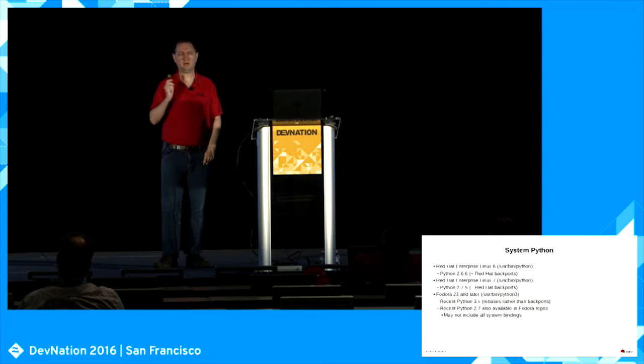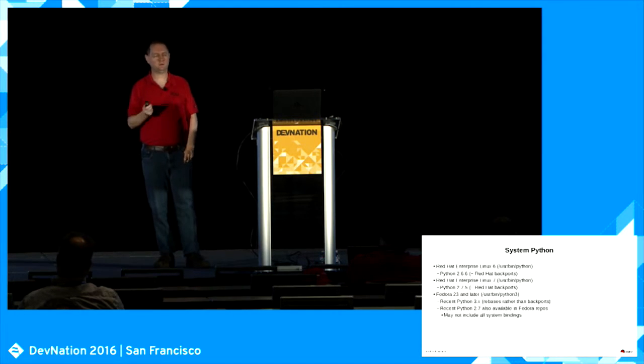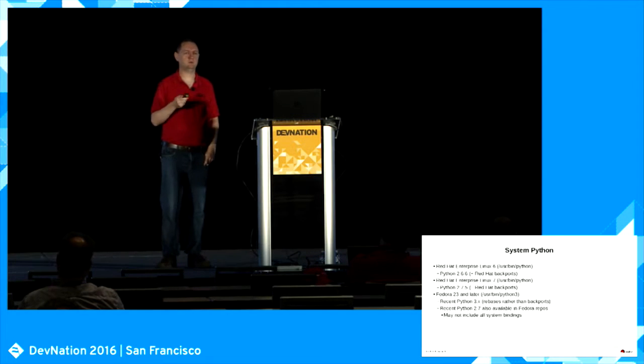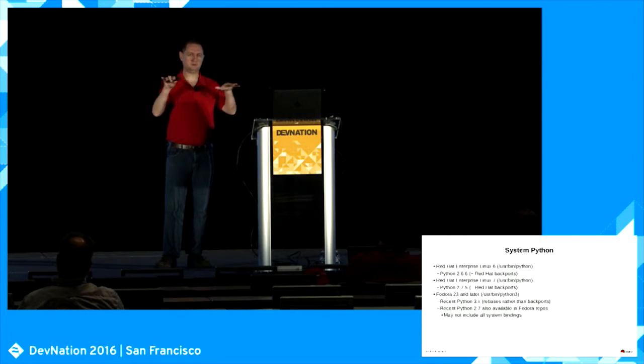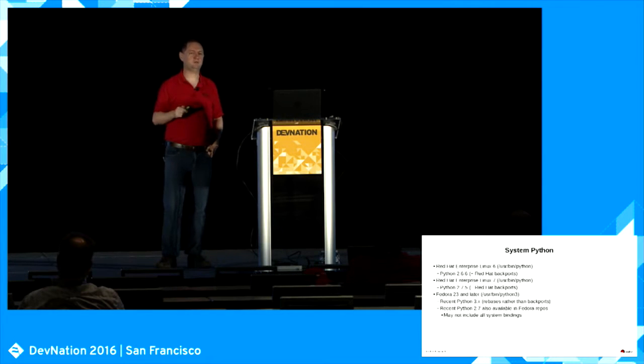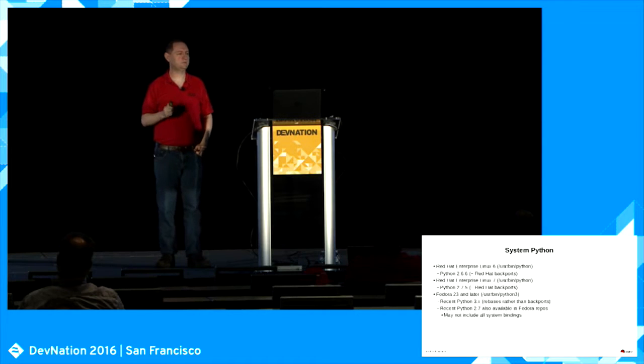So Python 2.7 still remains available in the Fedora repos, still binds to /usr/bin/python, but it may not necessarily include all the system libraries that it used to. We do try and make sure that they're consistent, but yeah, it is the case that Python 3 on recent versions of Fedora is the system Python.